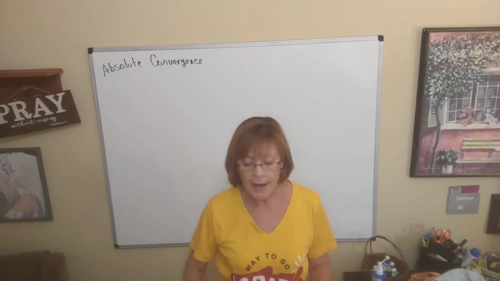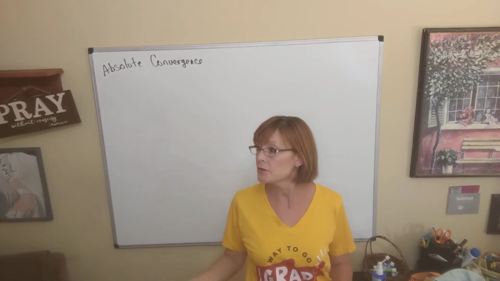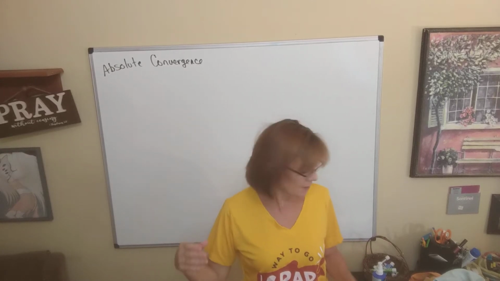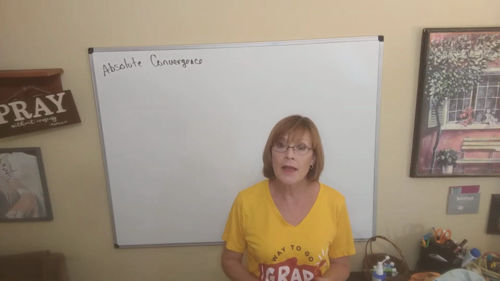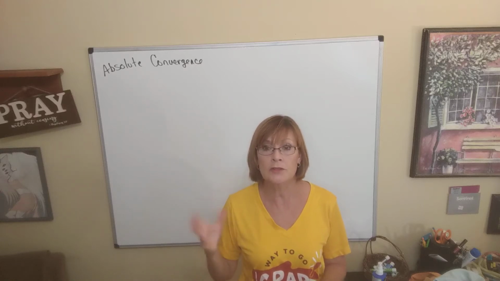Now we're going to talk about absolute convergence, and then we're going to learn a couple of tests. One's called the ratio test and one's called the root test. So far, we've learned how to test series for positive series, and we've also learned a few tests for those, and then we've also learned one for alternating series.